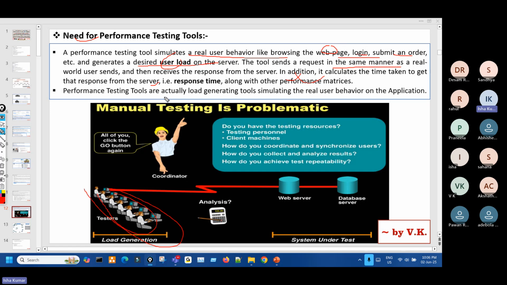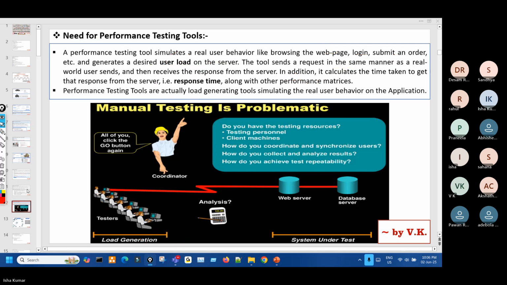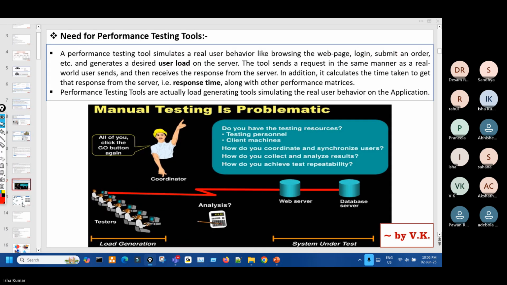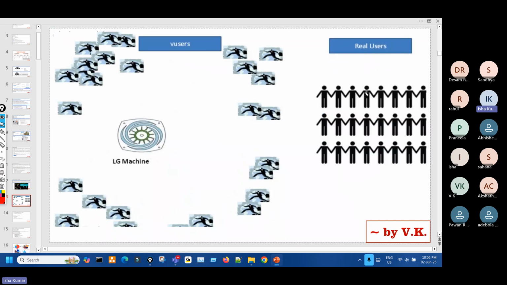So performance testing tools are actually load generating tools simulating real user behavior. We have real users, and the users which a tool generates are called virtual users. Those tools are called load generating machines, LG machines.